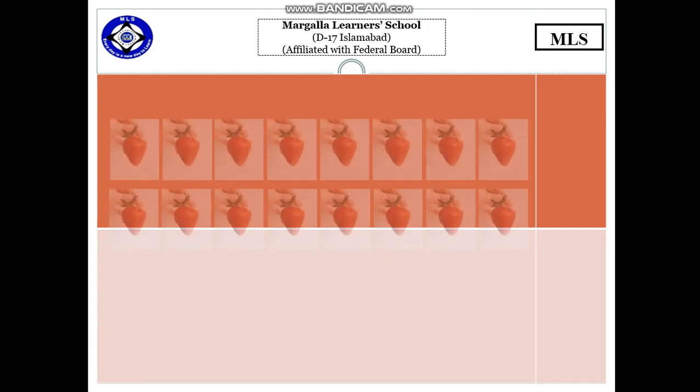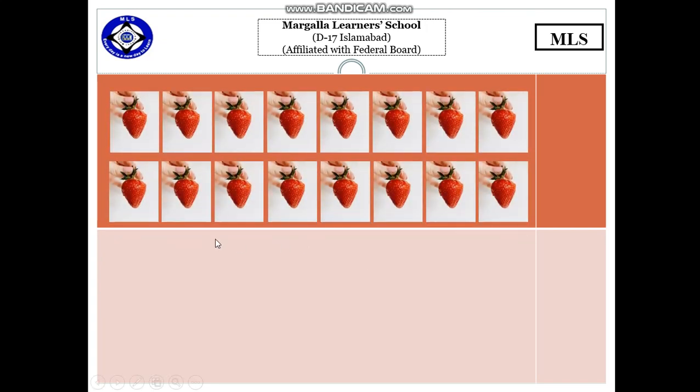Okay, now let's count the strawberries. There are 1, 2, 3, 4, 5, 6, 7, 8, 9, 10, 11, 12, 13, 14, 15, 16. There are 16 strawberries.